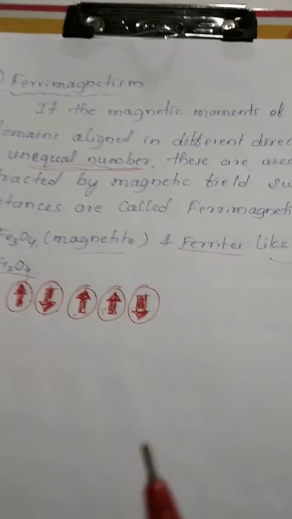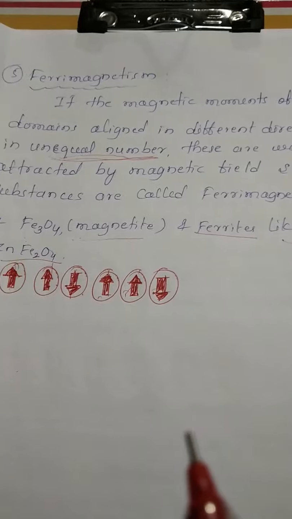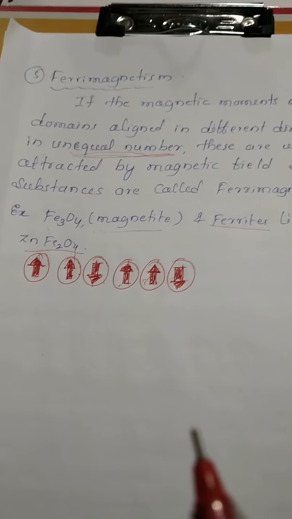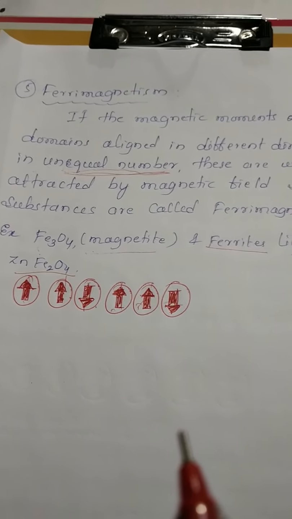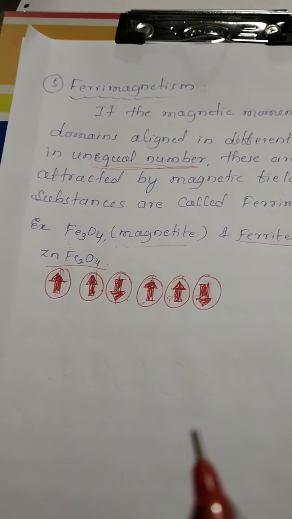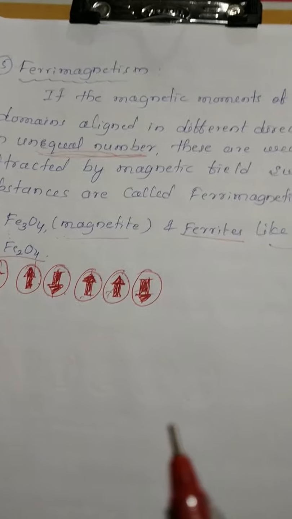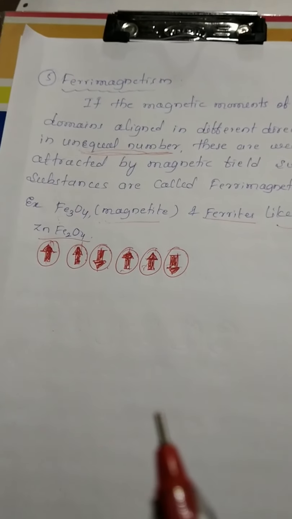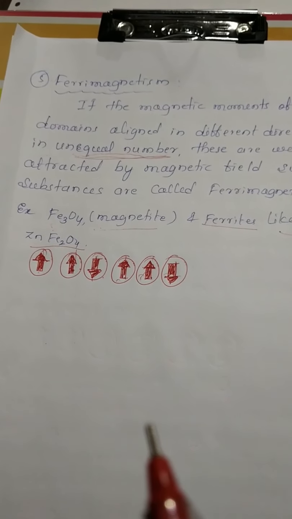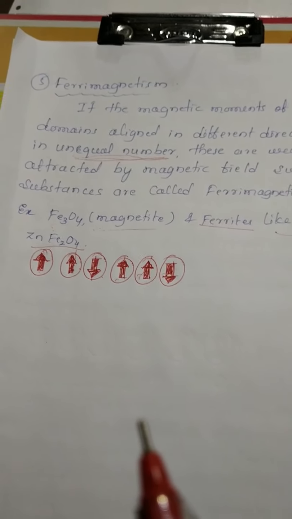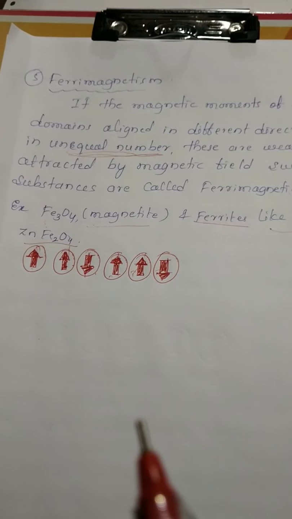And at a particular temperature we can convert ferrimagnetic substances into paramagnetic substances. That temperature is called the Curie temperature: the temperature at which ferrimagnetic substances can be converted into paramagnetic substances.